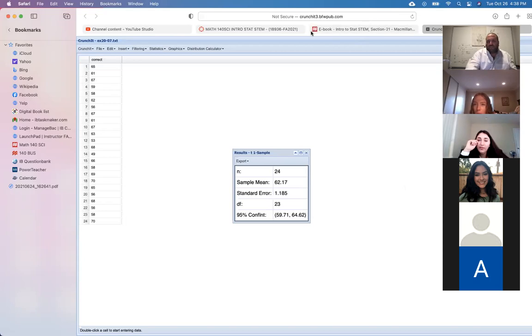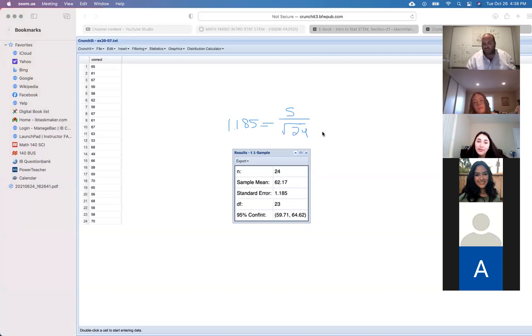Right, I understand, but we have to act like we haven't done that. What we have here, 1.185 is equal to the unknown S over the square root of 24. So how would I solve mathematically for the unknown S? Multiply by radical 24. Both sides. Okay, so what would I get? S equals what?